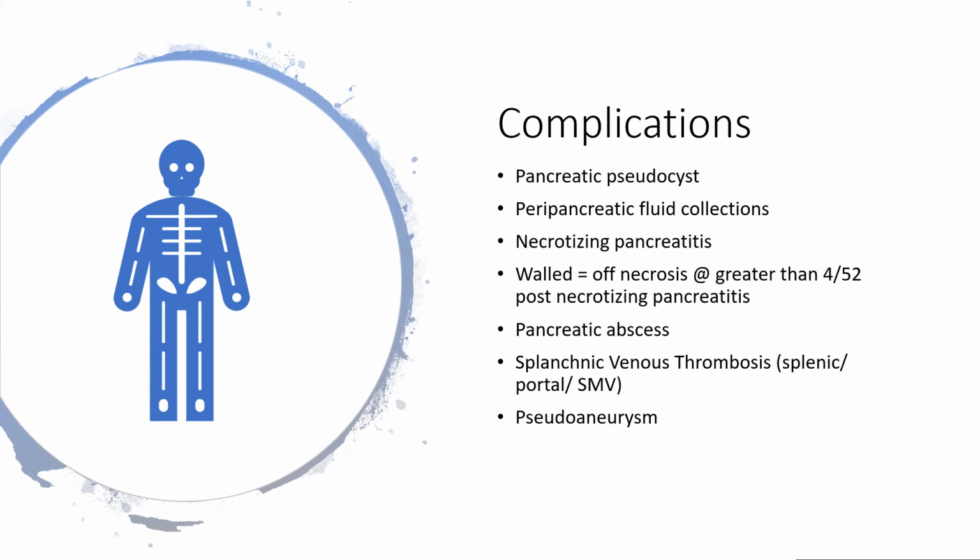What are the possible complications? There's possibility of pancreatic pseudocyst and peripancreatic fluid collections. You are going to pick all those on your CT scan and everything like that. Necrotizing pancreatitis. What of necrosis if it's greater than 4 weeks post-necrotizing pancreatitis? There's possibility of pancreatic abscess, splanchnic venous thrombosis, that is splanchnic or portal or superior mesenteric vein thrombosis. And of course, there's possibility of pseudoaneurysm. So complications of acute pancreatitis are many.